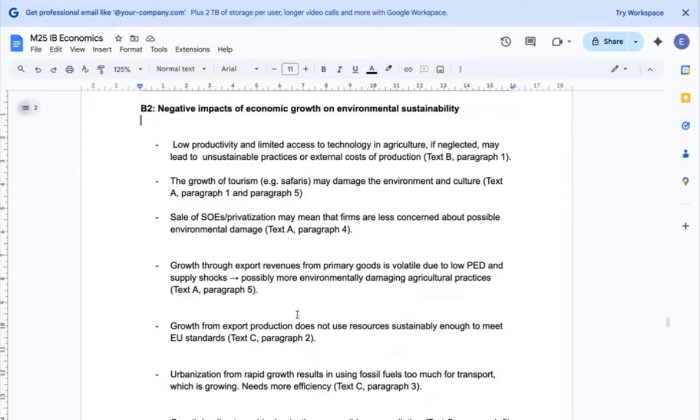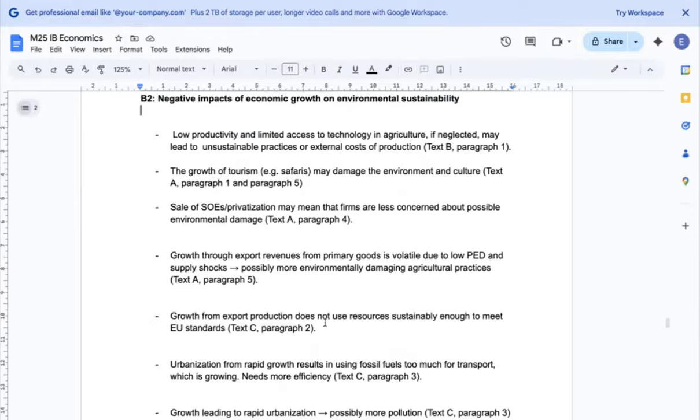Growth leading to rapid urbanization, possibly more pollution, population growing fast, more strain on resources. All right, these are all the references that I brought from the text and data to discuss the impacts of economic growth on environmental sustainability of Kenya. Let's move on to question 2.